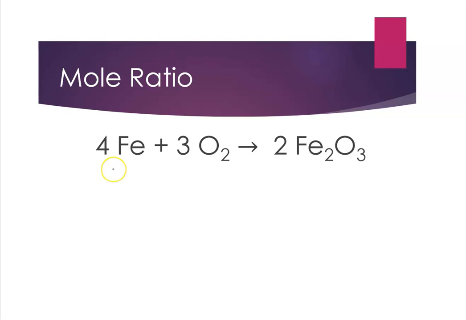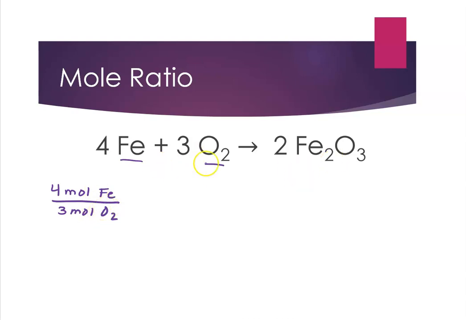Alright, so here we have a balanced equation for 4Fe plus 3O2 yields 2Fe2O3. So I can come up with a mole ratio between any two of these three substances. These coefficients represent the number of moles of each substance I need in order to make the reaction happen. So I can have a mole ratio between Fe and O2. I can say that 4 moles Fe are equal to 3 moles O2. Or I can go vice versa, 3 moles O2 over 4 moles Fe, etc.